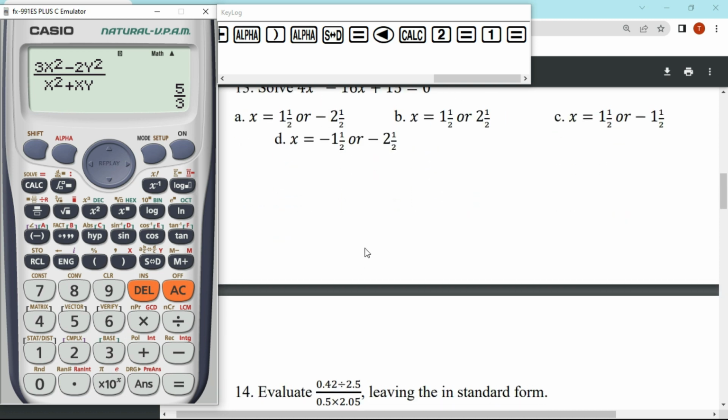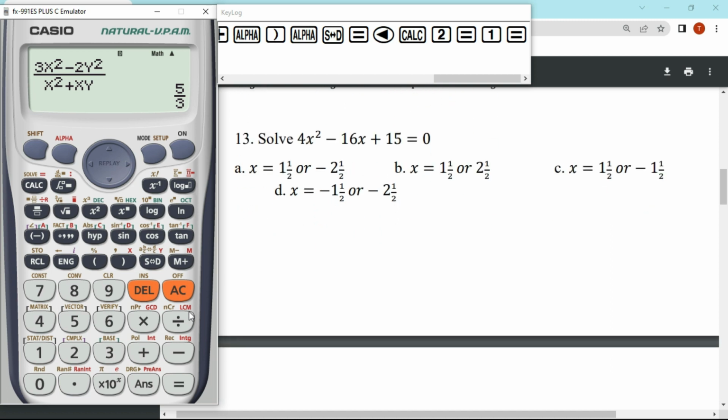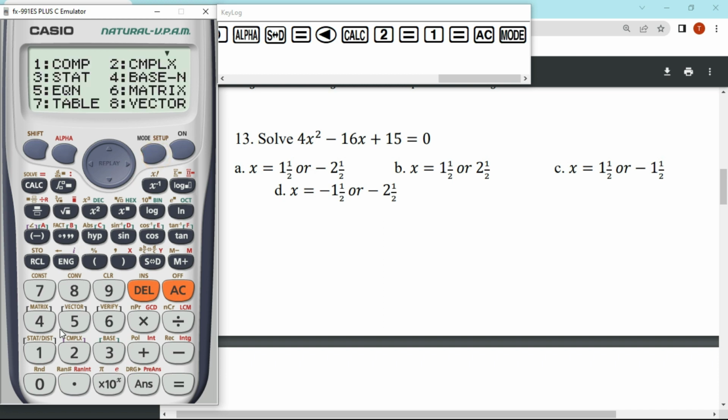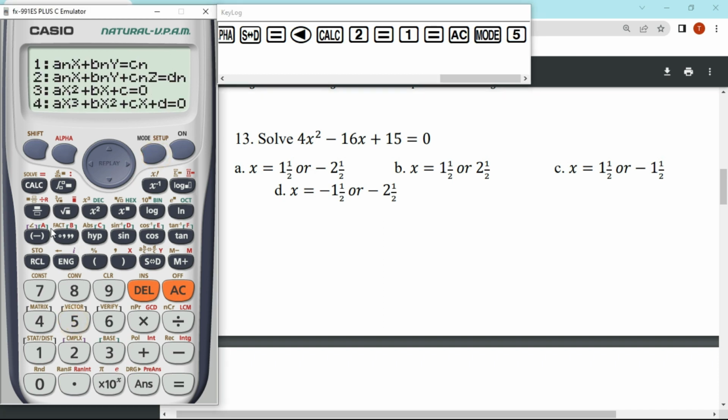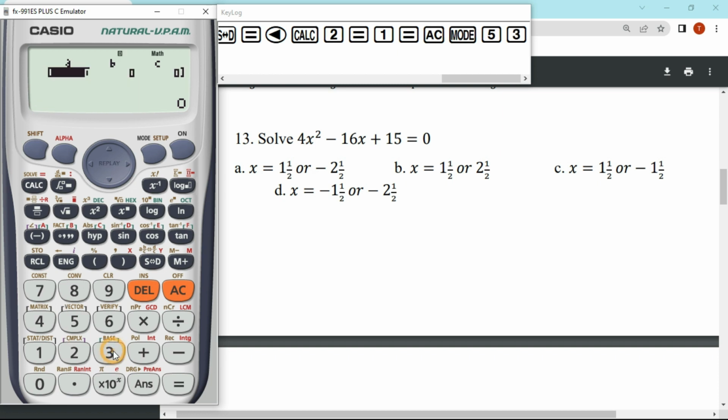Okay, question 13. We have been given a quadratic equation, or polynomial function of degree 2, and we are asked to solve for the value of x. So all we have to do here is go into the quadratic mode, or the equation mode, and then solve for the value of x. So now let's do that. We click on mode, we click on number 5, which is equation, we click on number 3, which is quadratic equation. So we have a quadratic equation here.